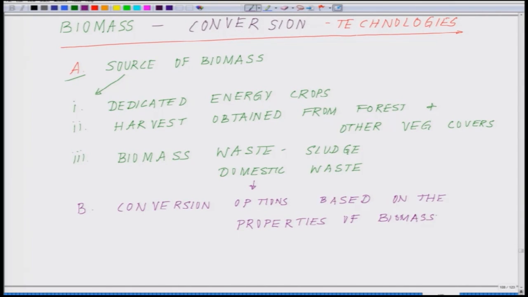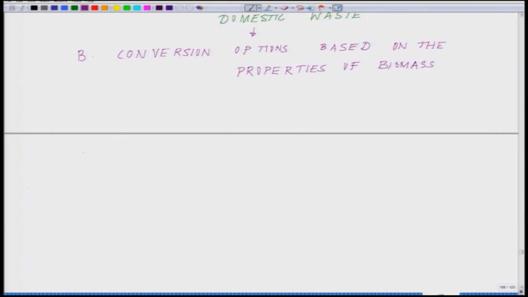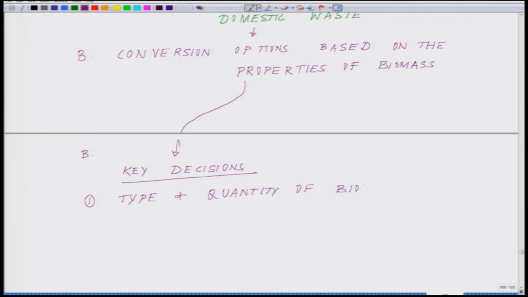So, what are the different options we are having? So, before we get into the option, let me just, okay. So, I will continue with the point B, okay, which is out here. So, the key decisions before deciding the conversion efficiency, okay. So, one of the key decisions what we have to take before we decide what kind of conversion route we are going to follow, this includes the type and the quantity of biomass feedstock, okay. Biomass feedstock.